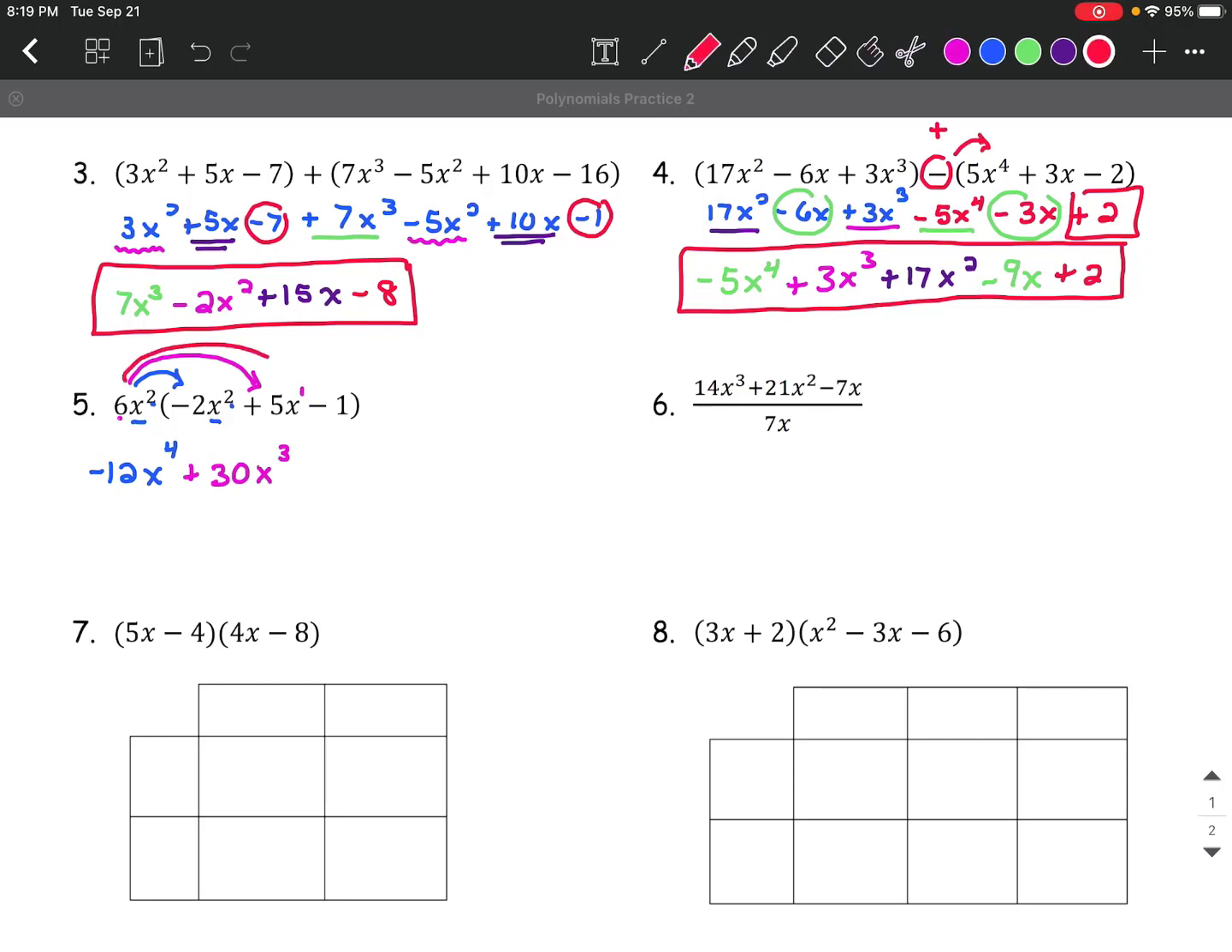Then I'm going to take this 6x squared times the negative 1, and 6 times negative 1 is negative 6, and I only have the x squared, so I don't have to do anything extra to it. There it is.